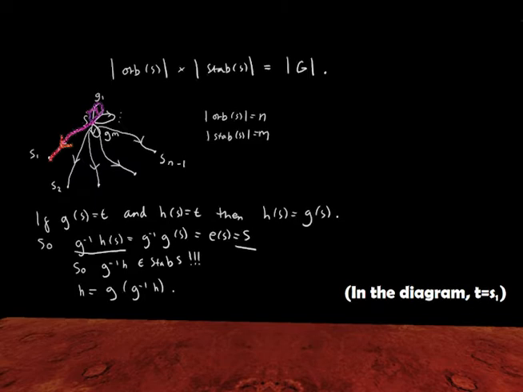Since there's n options, including e, for which move we pick in the stabilizer, then there's exactly n moves to get us to each of the other elements in the orbit. So there's a total of m times n moves in the group, and we're done. Phew.